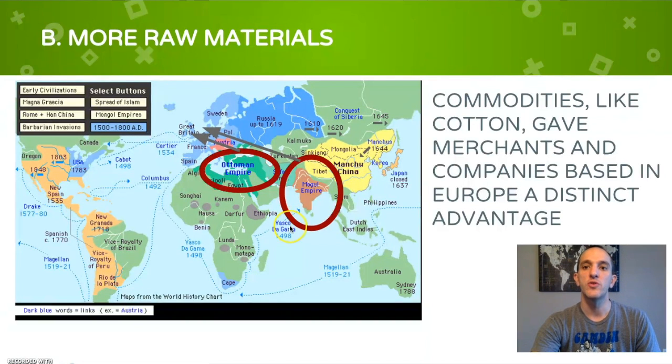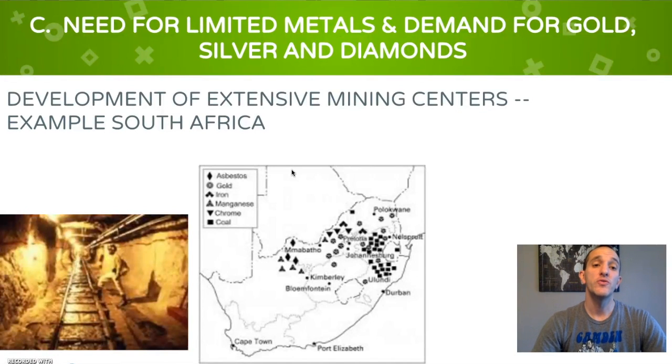Also, there's a lot of materials. So commodities, these commodities are very specialized goods that are very much desired. So commodities like cotton are going to give countries like Britain and merchants in Britain an advantage. So if you have already set up an area to trade in India, like the East India Company, we're going to see that they are going to be able to bring these goods to Britain, and then the British merchants are going to have an advantage over other areas because they've already set up shop there.